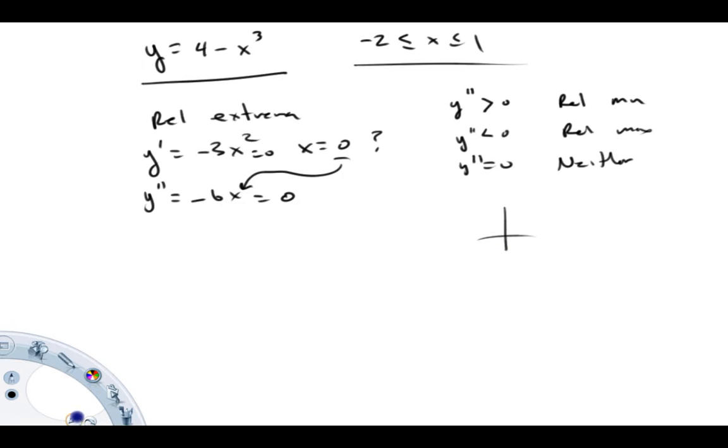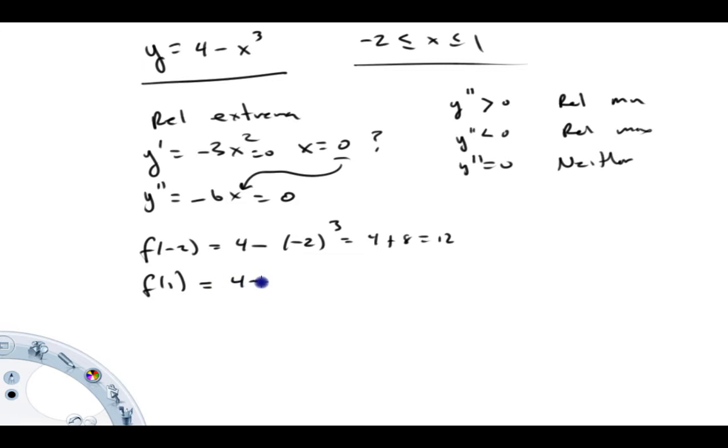Okay, so now the other type of extrema occur at the endpoints. F of -2 is going to be 4 minus (-2) cubed, which is 4 plus 8, which is 12. F of 1 is 4 minus 1 cubed, which is 3.